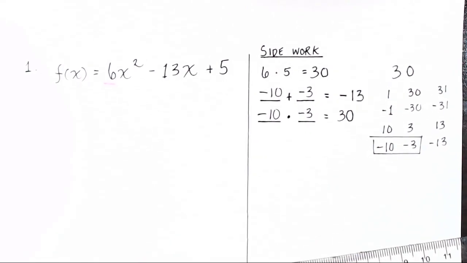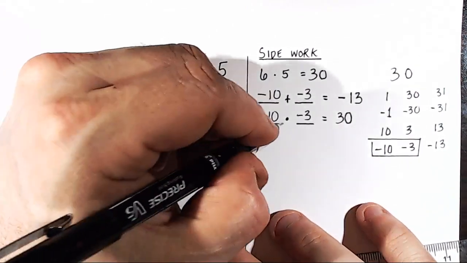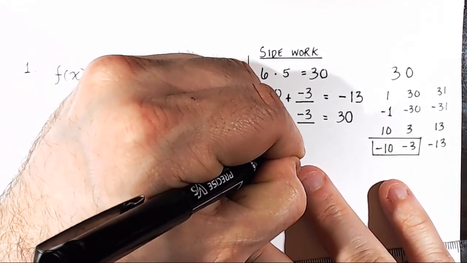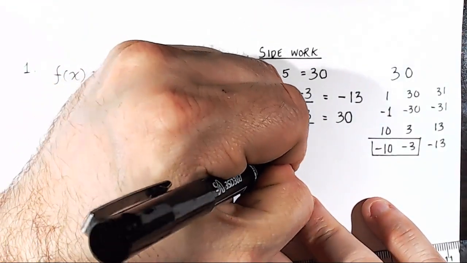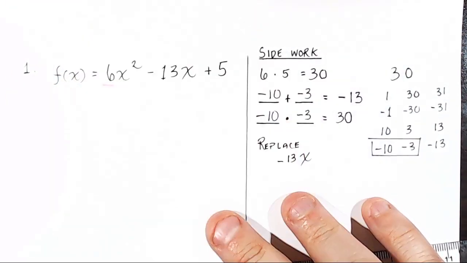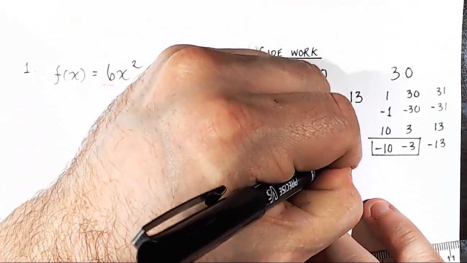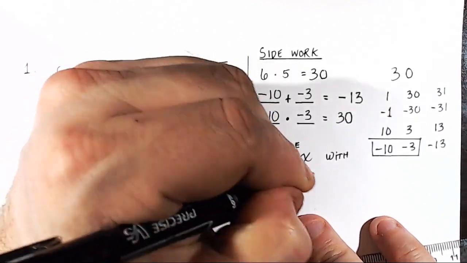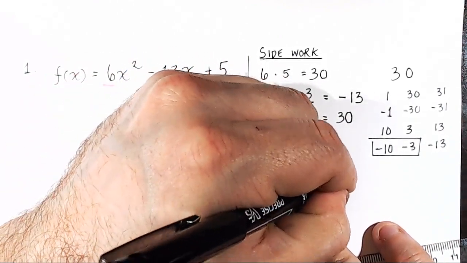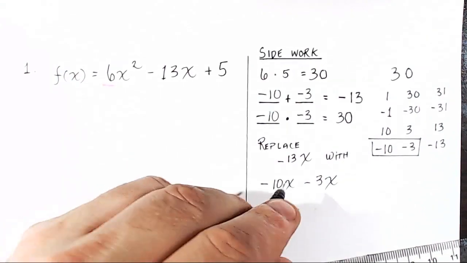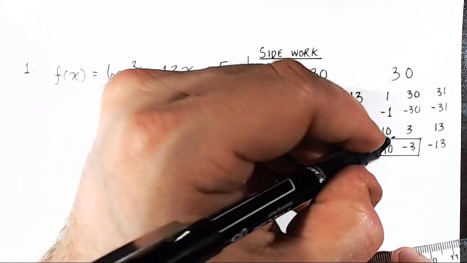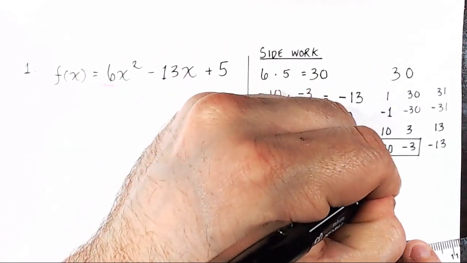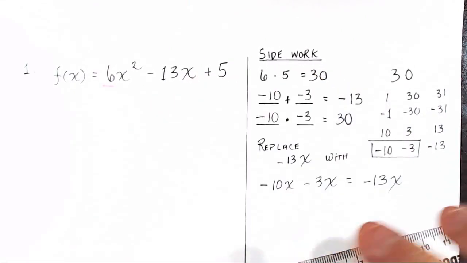Now here's what we're going to do. We are going to replace -13x with -10x minus 3x. Okay, and the reason I'm going to do that is because these two things equal -13x.